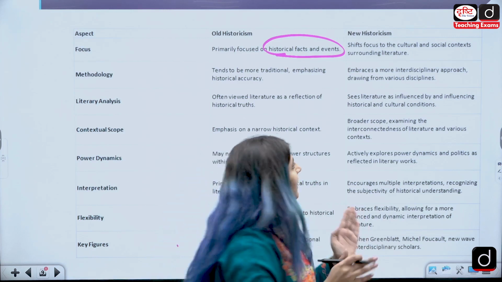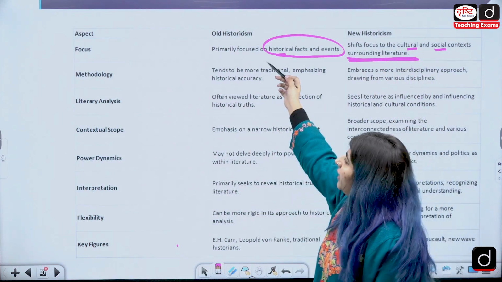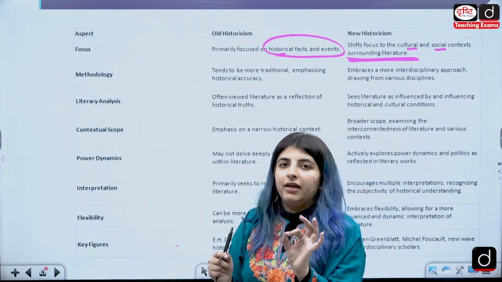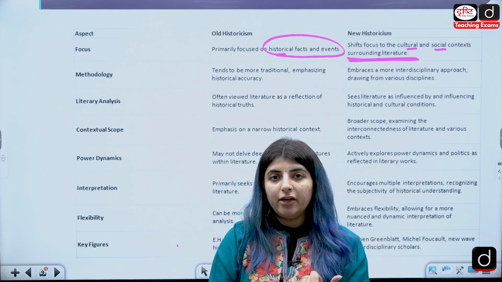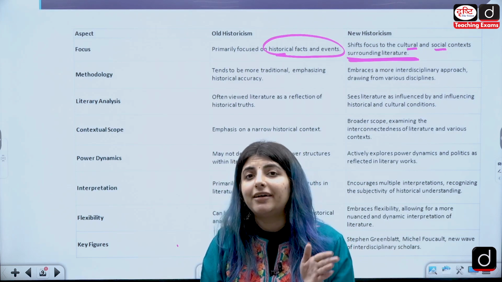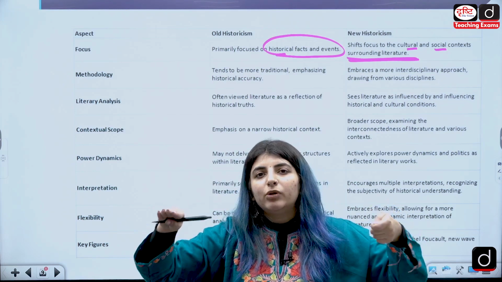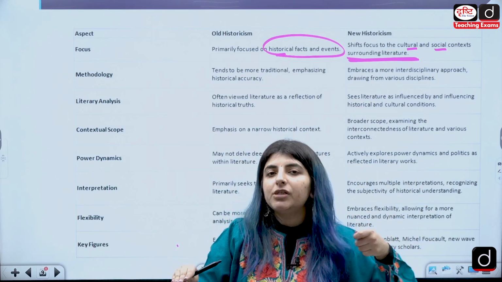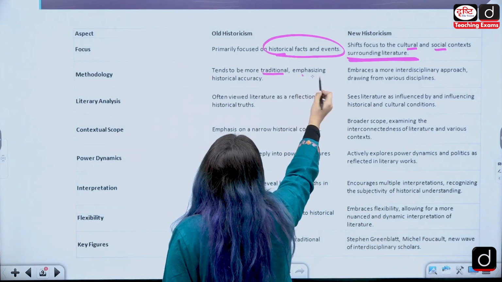New historicism started asking how culture and social context surround literature. Here, literature was not that important in old historicism. Here, literature holds importance, but in new historicism, whether you look at banking receipts or diary entries of a particular age, if William Shakespeare's works are important in the Elizabethan age, if any person has written a diary even, or has written one note, that note would also hold the same importance as William Shakespeare's work, because this note is also going to tell us about the cultural, historical, social positions or history of that particular time, as Shakespeare's does, right? Old historicism tends to be more traditional, emphasizing historical accuracy.